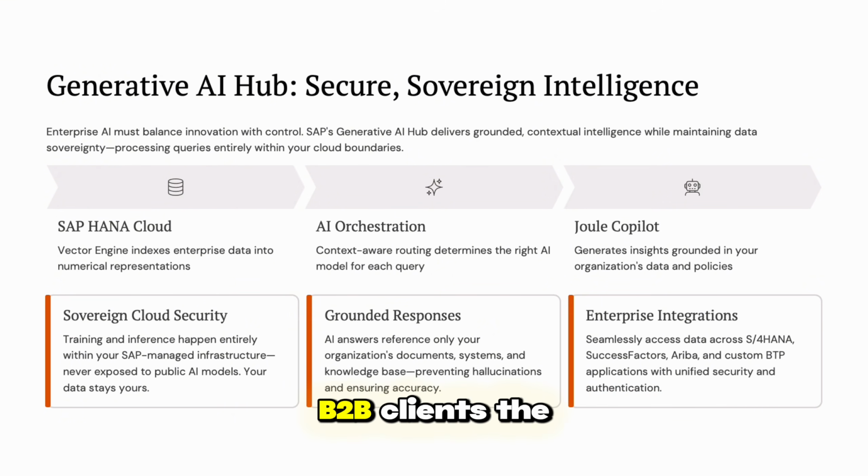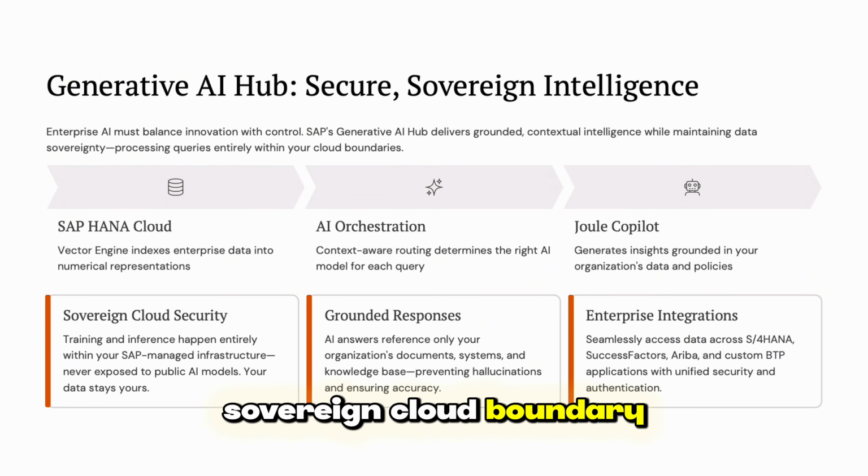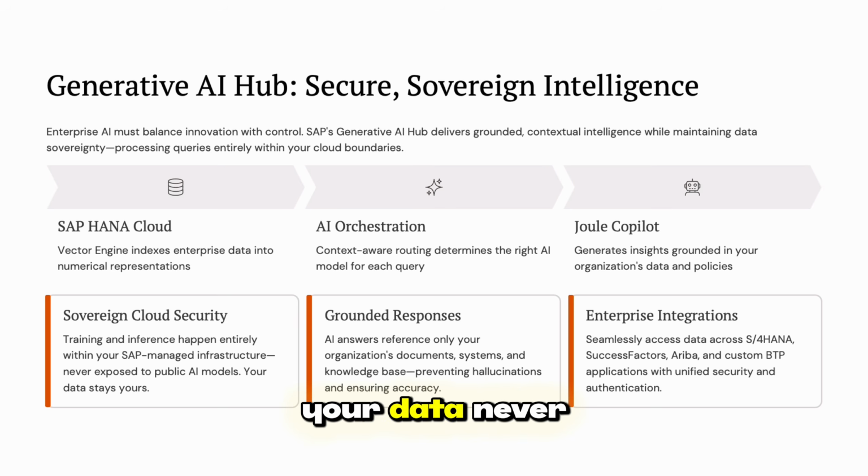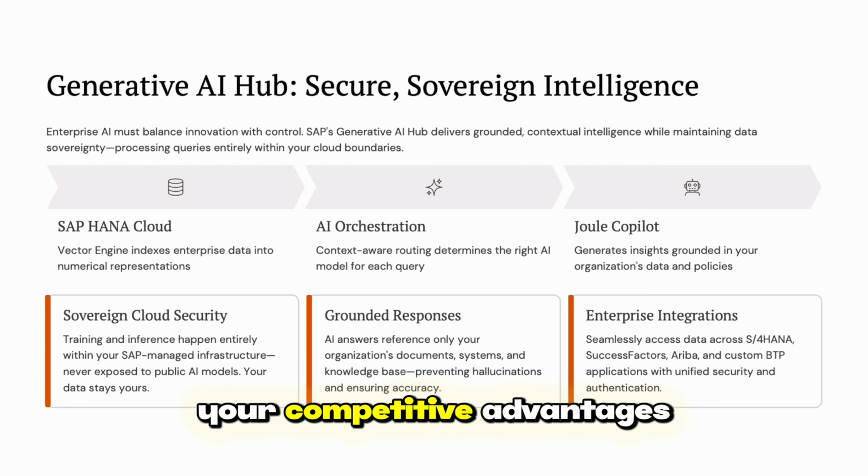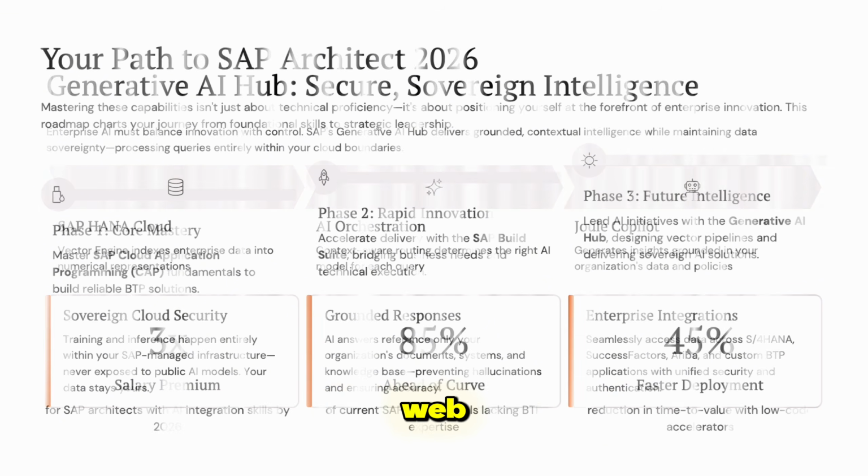And for my B2B clients, the sovereign cloud boundary is the clincher. Your data never leaves the SAP ecosystem to train public models. You get the power of generative AI with the security of a private vault. You are essentially building a private super intelligent advisor that grows smarter with every transaction your company completes, without ever leaking your competitive advantages to the public web.